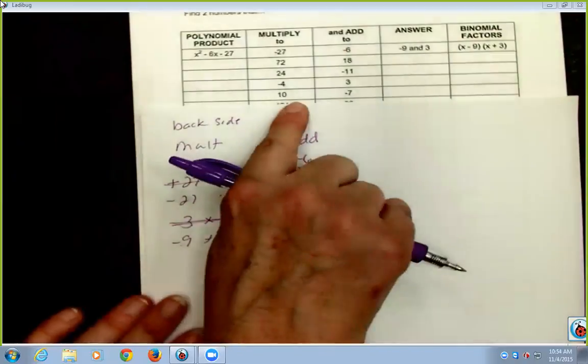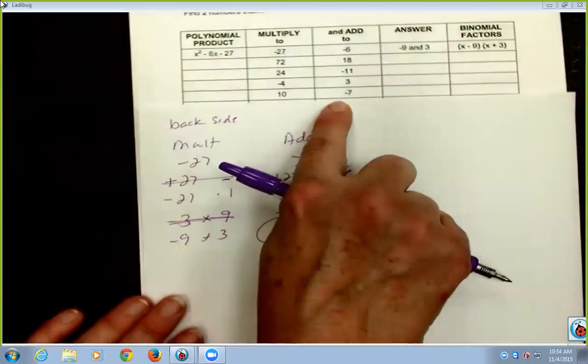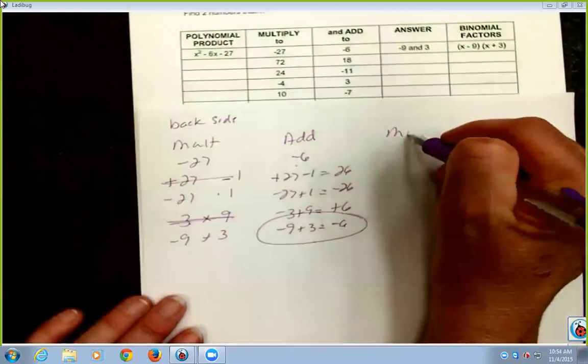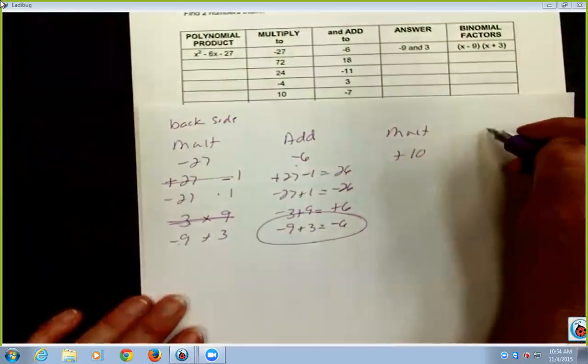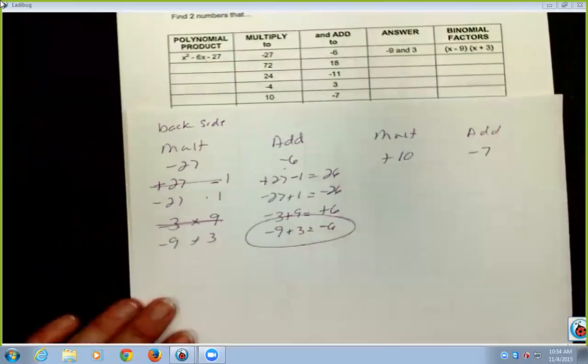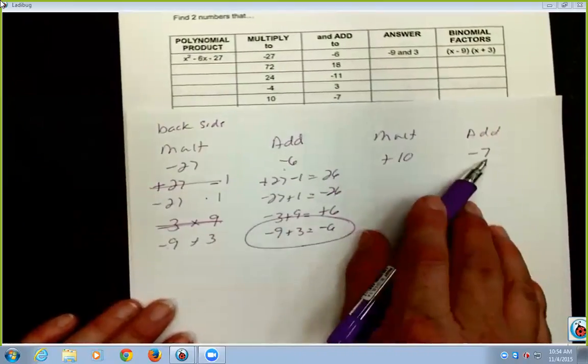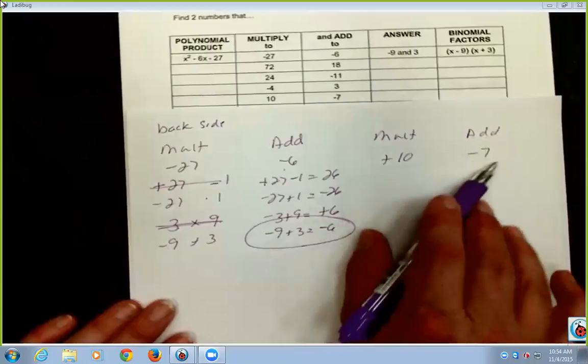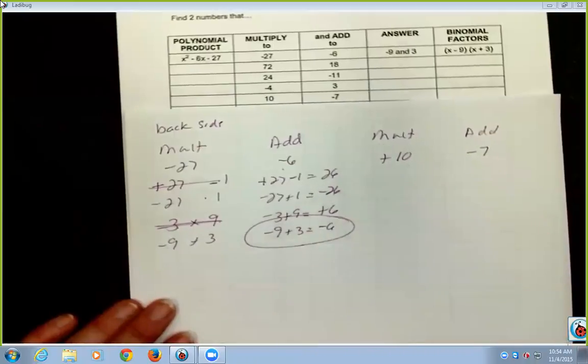So let's look at this one. Positive 10 and a negative 7. Multiply to get positive 10, but add to equal a negative 7. How in the world could that be? I've got two different signs. This is positive and that's negative. How can I get an added negative and a positive over here?